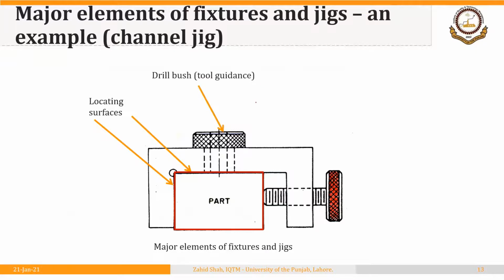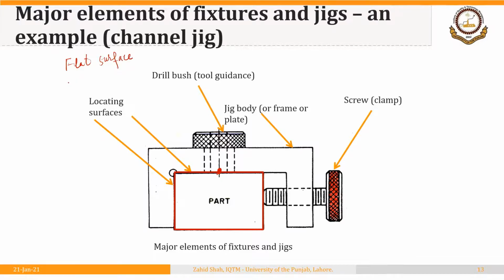This drill bushing will guide the drill bit to the exact position where the hole is to be made. So once the drill passes through this drill bushing, it is automatically guided to the required position. This is the jig body or jig plate, through which this hole is drilled to insert this drill bushing, and the workpiece is clamped through this simple screw clamp. The method of locating is through a flat surface. The workpiece is a smooth, flat block of some metal. So the method of locating is a flat surface or machined surface. There are three commonly used methods of locating: through an external flat surface, through a hole, or through a profile.